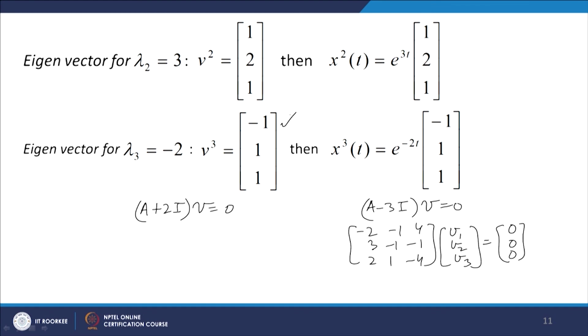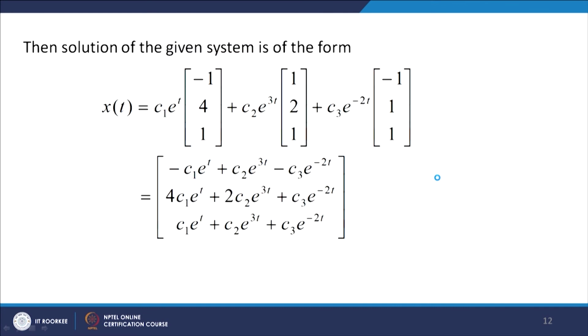minus 1, 1, 1. So the third solution is then given by x3(t) equal to e to the power minus 2t times the vector (minus 1, 1, 1). The solution of the given system is then of the form x(t) equal to c1 x1(t), c2 x2(t), c3 x3(t).